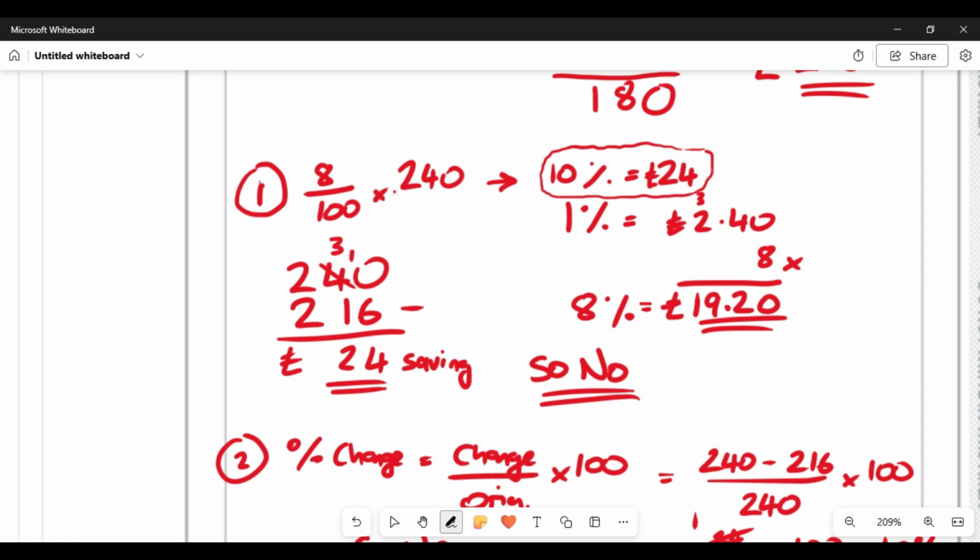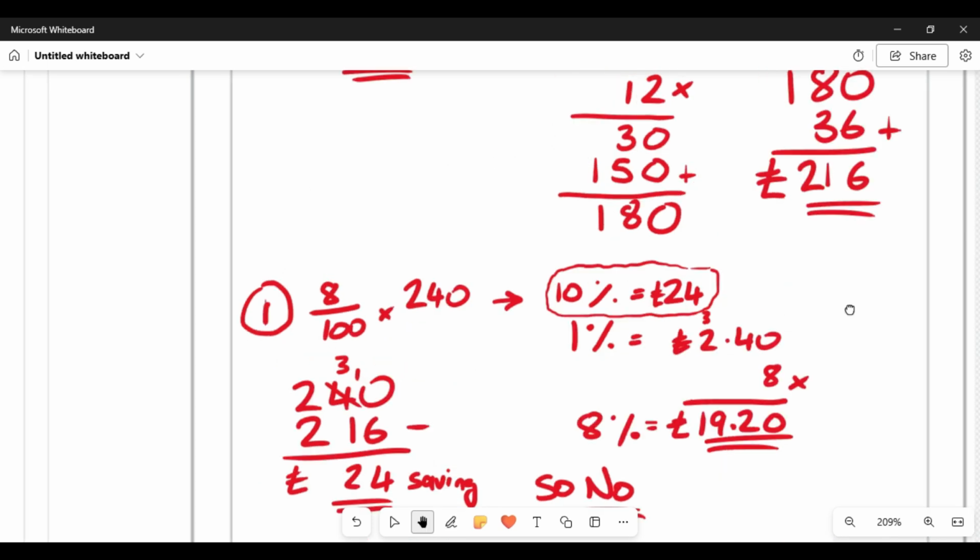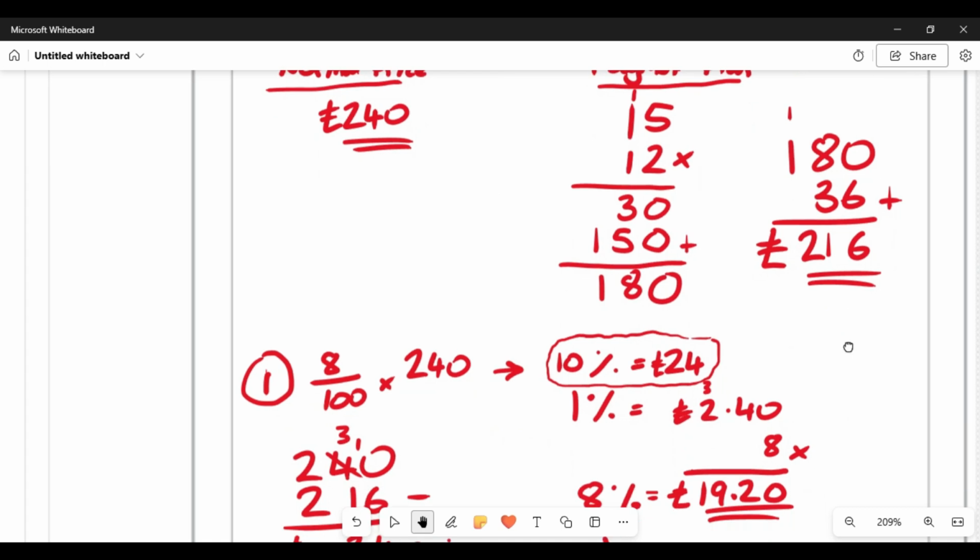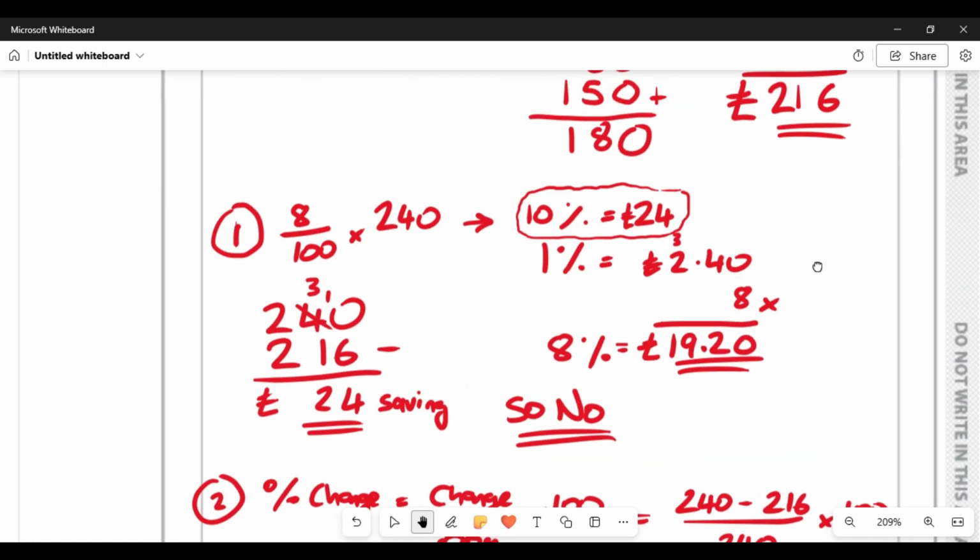Use that as your building block. You can work out any percentage it's asking for. So obviously 8% you can work out very easily. Pretty much no time at all. So that's 5 marks. Whichever method you show, whether it's method 1 or 2.